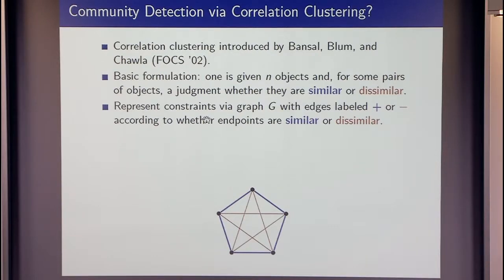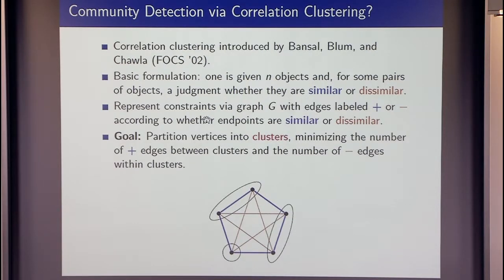So we can assume that the color of the edges indicates a plus or minus, a similarity or dissimilarity. And the question now, the problem of interest, is to partition the vertices into clusters or communities so that you minimize the number of positive or blue edges going between communities or clusters, and at the same time minimize the number of negative edges, or disagreeing entities or dissimilar entities, within clusters.